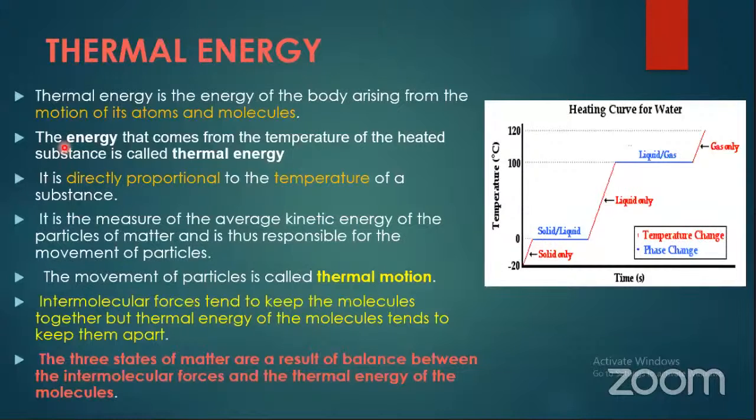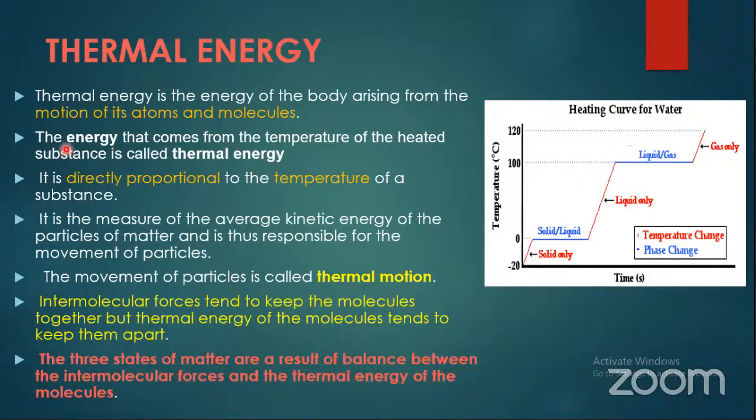For example, if you take ice, the movement of particles or atoms or molecules is not there, meaning H2O molecules are not in movement. So if you want to create movement in those water molecules, you have to give some heat energy. The energy that comes from the temperature of the heated substance is called thermal energy. So heat is produced in the system so that the particles take that heat energy. Kinetic energy is increased, meaning thermal energy or heat energy is converted to kinetic energy so that the particles move. So this movement or the kinetic energy is taken as a measure for thermal energy.